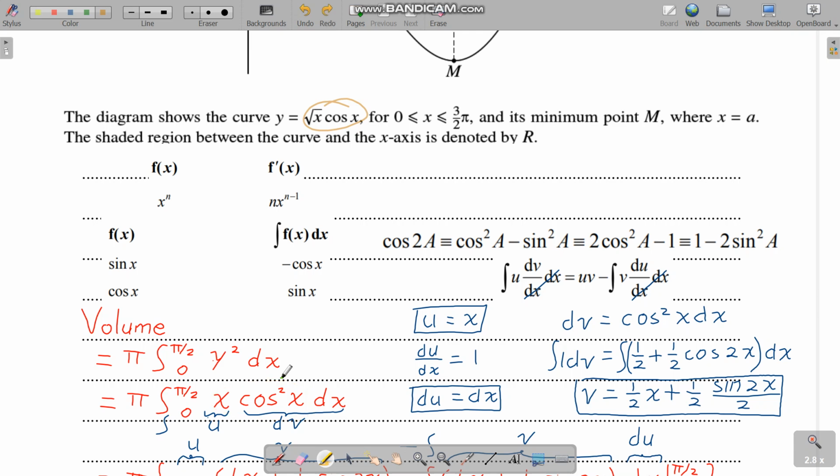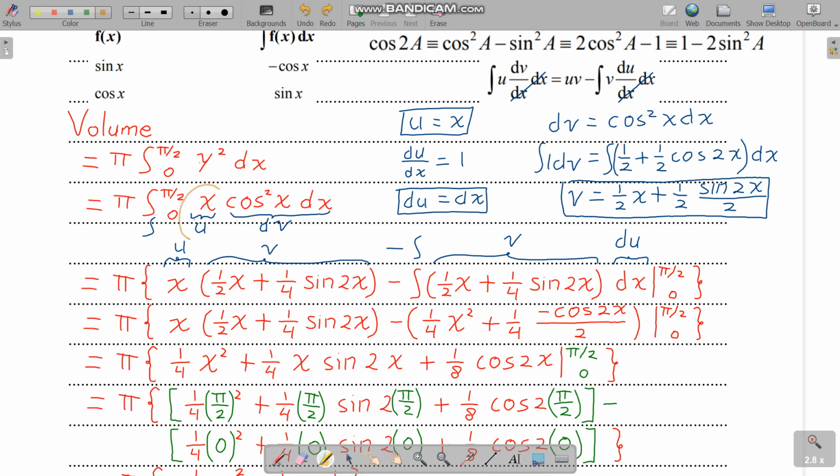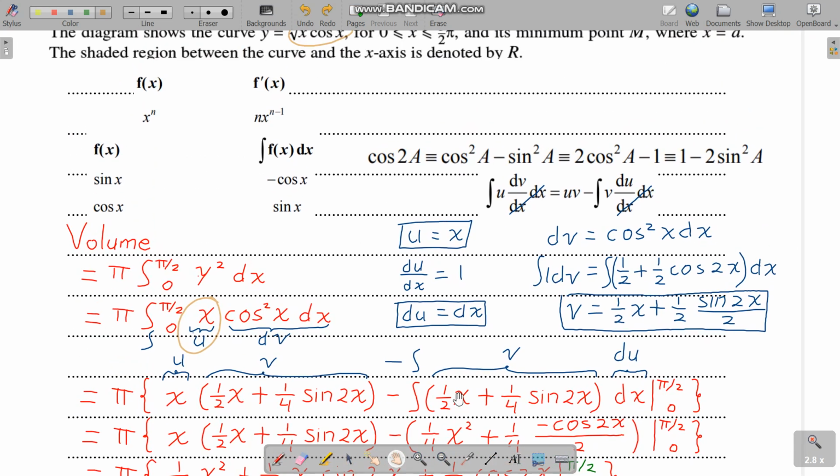Okay, that's y squared. Since we are integrating a multiplication here, we have to use the integration by parts formula. If we simplify it, in short, this is the integral of u dv. So we are doing the integral of u dv, and it is equal to uv minus the integral of v du. That's the formula.